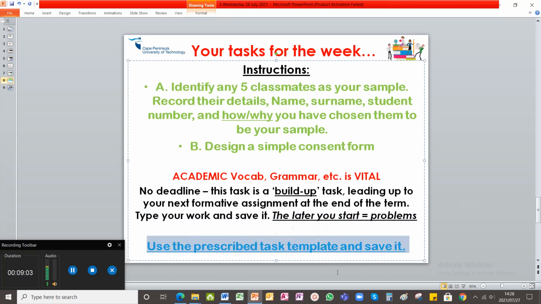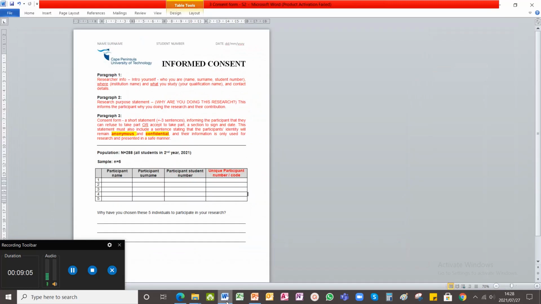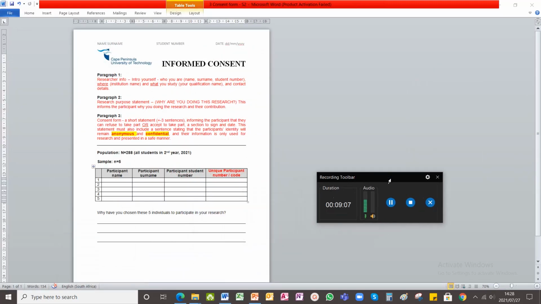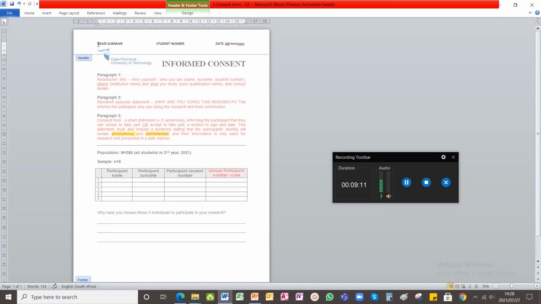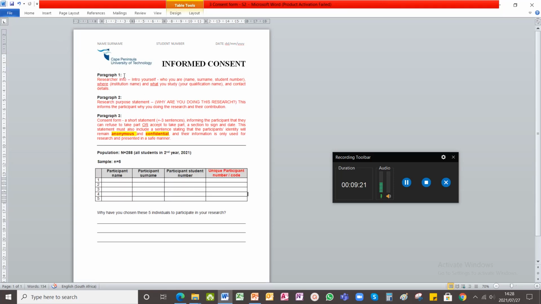The prescribed template that you will use looks like this. Let me move this out of the way. So it will be your name and surname, your student number, and the date in the same format, day, month, and year in the header. Then you have 3 paragraphs. Now where there's red, you have to take this out. This is just instructions, right? You have to replace this with information.